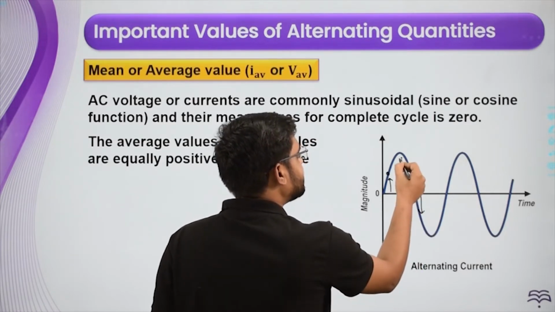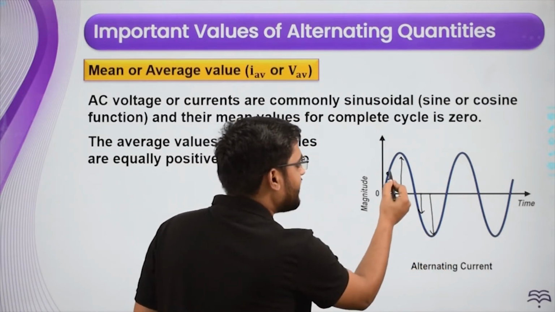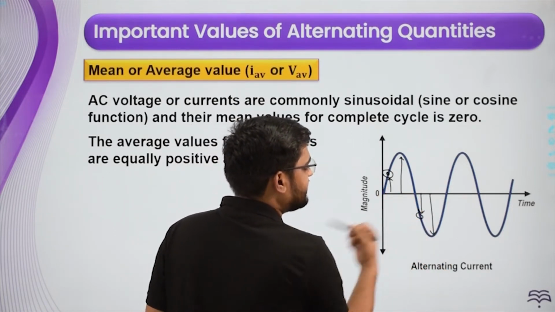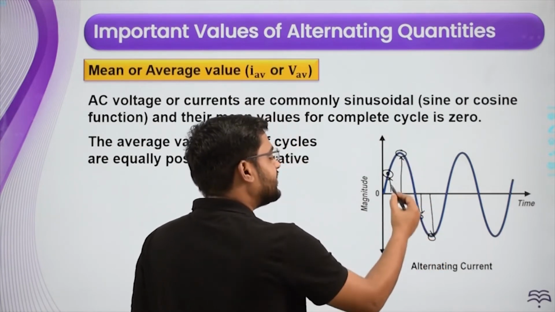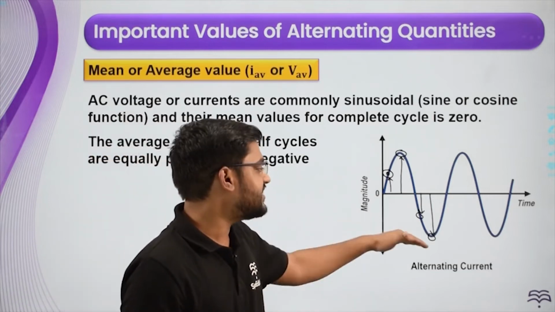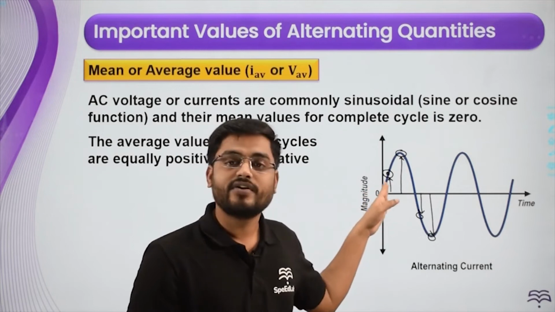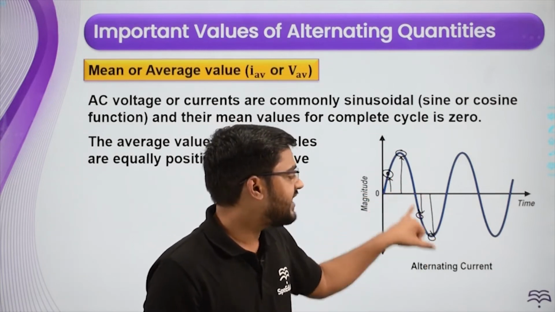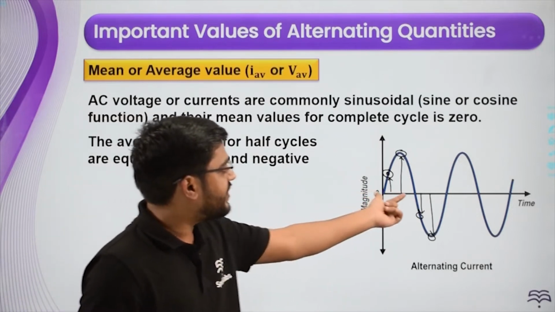If there is a positive value, you will get a negative value in the next cycle. So when you find the average of this value and this value, that is 0. Similarly, the average of this value and this value is 0. So there is always one quantity which cancels and gives you 0. So in the next cycle, corresponding to the first half cycle, the full cycle is always 0. So that's why we find the average for only the first half cycle.